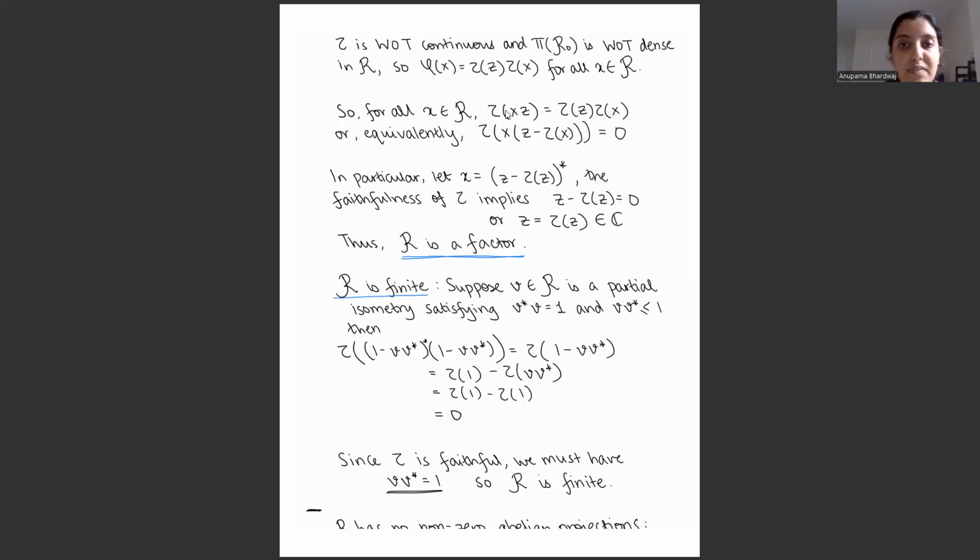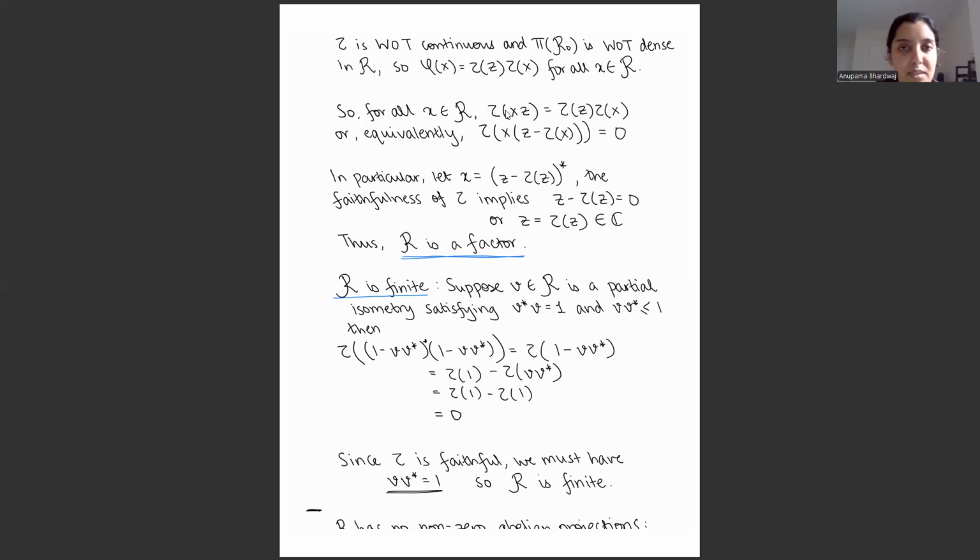So in particular, if I choose x to be z minus tau of z star, the faithfulness of tau is going to give me that z minus tau of z is equal to 0. That would mean z is in fact a complex number, right? Because since tau is a linear functional, tau of z is just going to be a complex number. So that means z is a complex number.